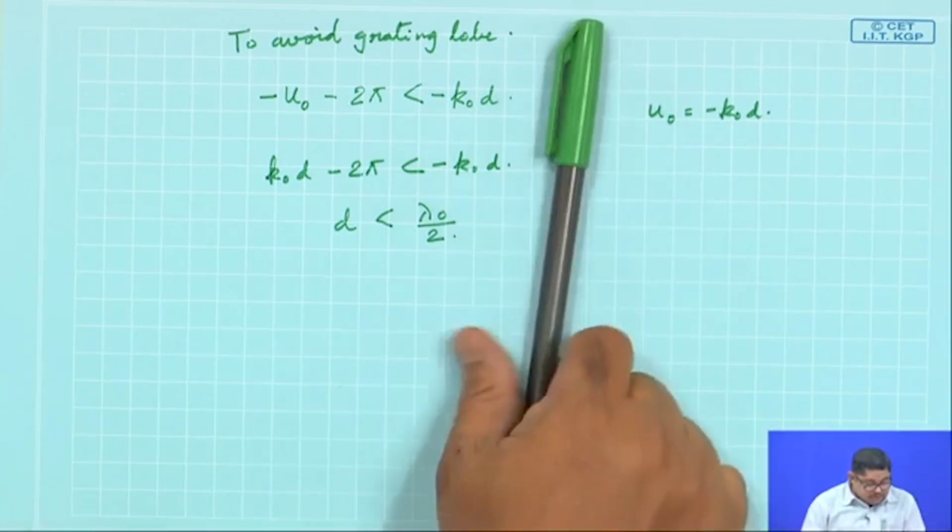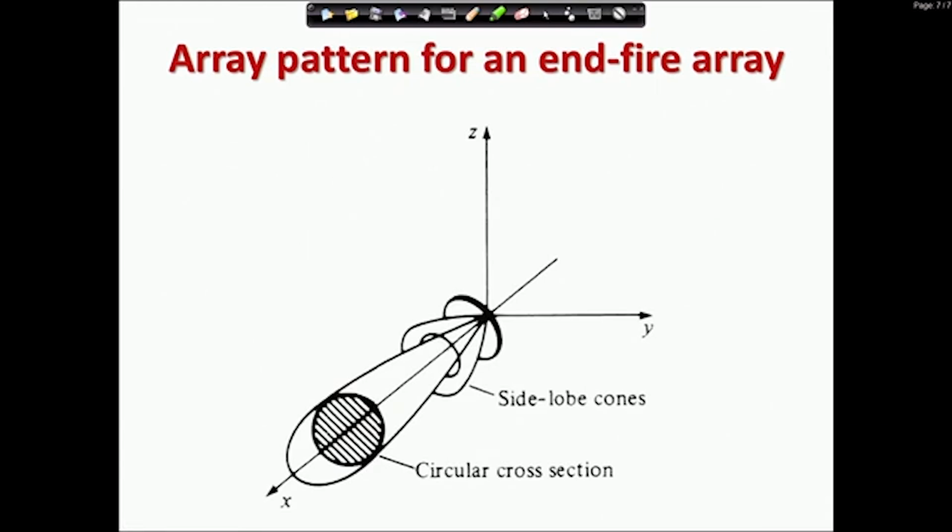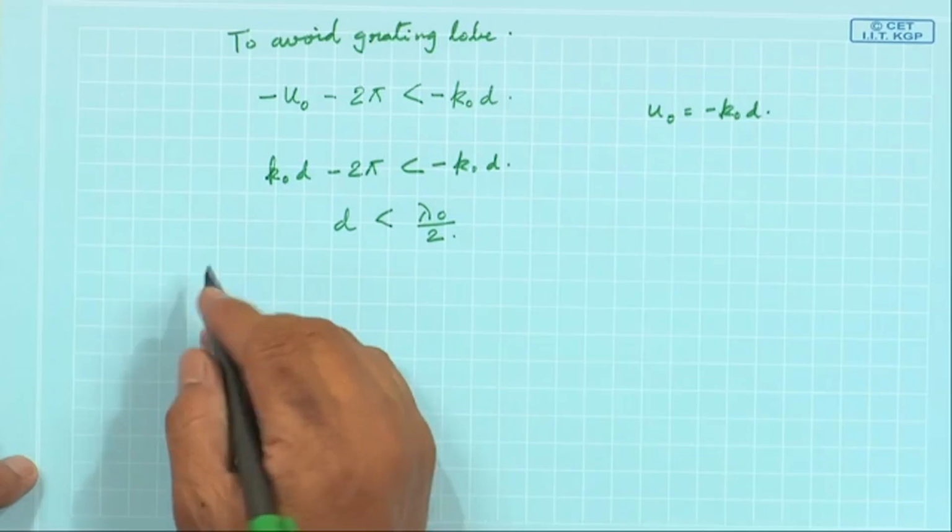So, we can see how the array pattern for an Endfire array looks like. These are the side lobes. You see the x axis is the array axis and the main beam is along the array. Okay. It is a figure of revolution about the array axis, and we now need to find out the other parameters of this.